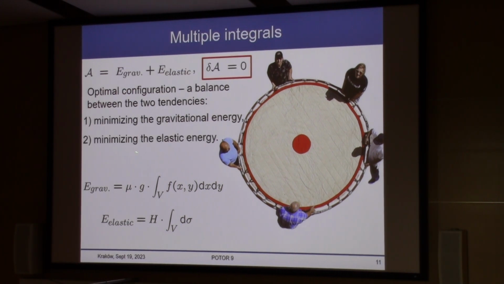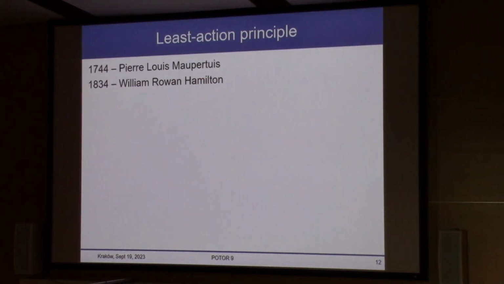And the optimal configuration is again a balance between the two tendencies. One tendency to minimize gravitational energy would mean that the sheet goes as low as possible, and the other would have the surface as small as possible. So there is always a balance. And finally, I will finish with my historical remarks with the least action principle, which we usually use in physics.